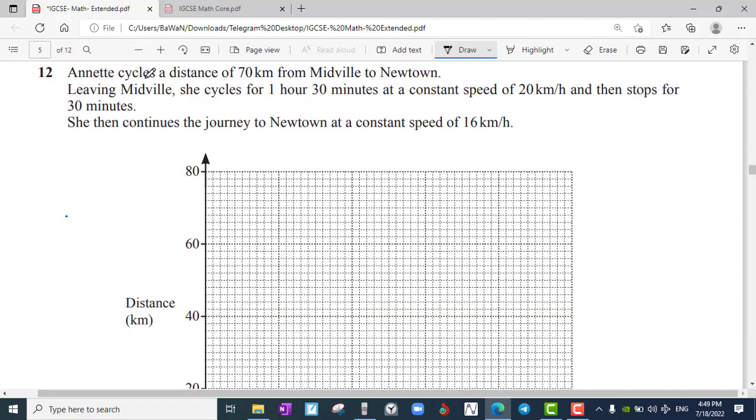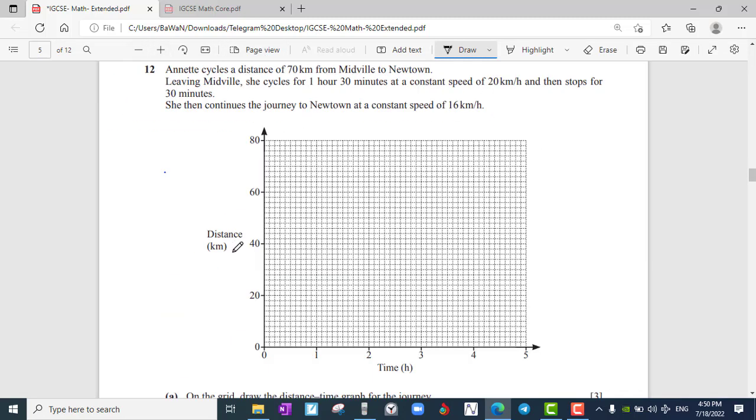Question 12. Anita cycles a distance of 70 kilometers from Midville to Newton. Leaving Midville, she cycles for 1 hour 30 minutes at a constant speed of 20 kilometers per hour and then stops for 30 minutes. Okay, the diagram we have has distance and time, so we cannot put speed on this grid. We just have to put distance and time. The time is 1 hour 30 minutes and the speed was 20 kilometers per hour. In order to find distance, we just multiply time by speed.